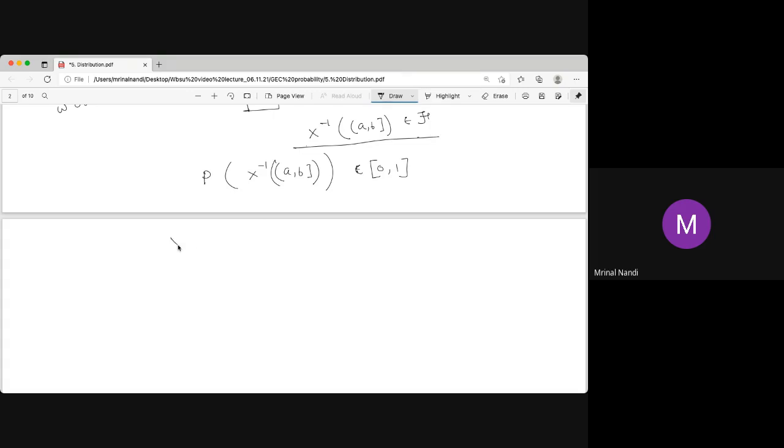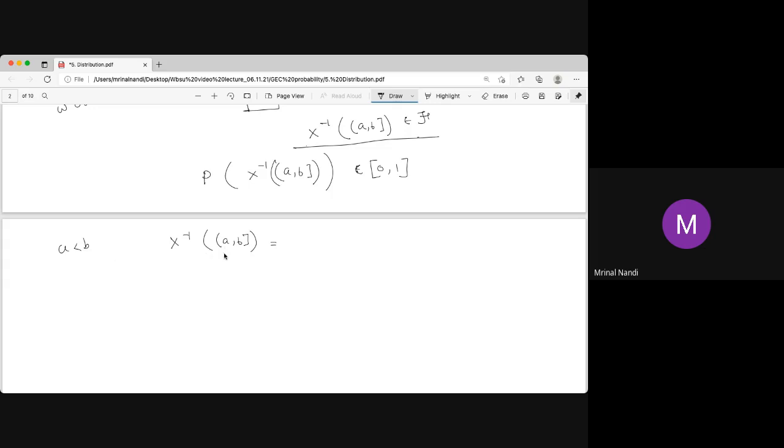Okay. So again, let's think a little bit about this set. What is this set actually? This is actually a subset of omega. But A and B are two real numbers, say A less than B are two real numbers.